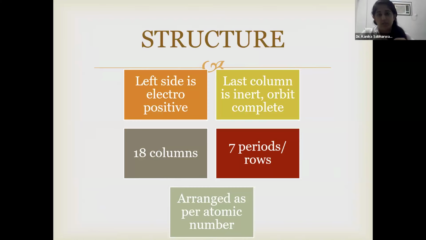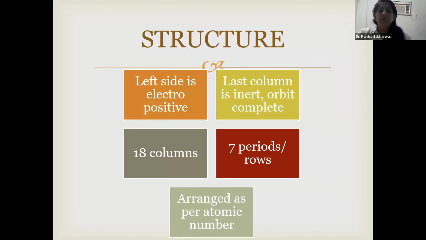Now I'm going to go a little bit into chemistry. What does this mean? Electropositive, they have the electrons in the outermost orbit that they can readily give away. And the inert ones, where their orbit is complete. So that is why they are called noble gases, because their orbit is complete. They don't interact with any.